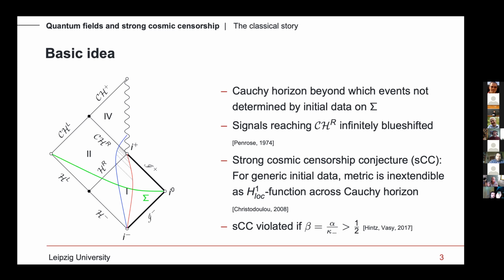So imagine you're disturbing your black hole a little bit. It will then ring at some eigenfrequencies, and this ringing will decay at some rate. And the slowest of these rates is then alpha.